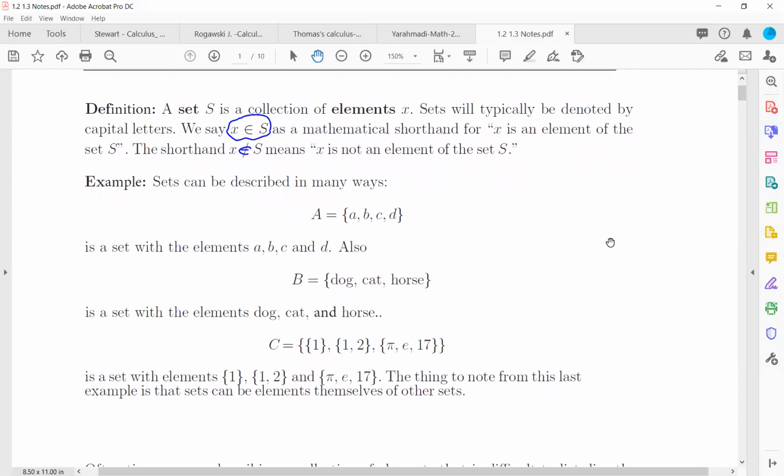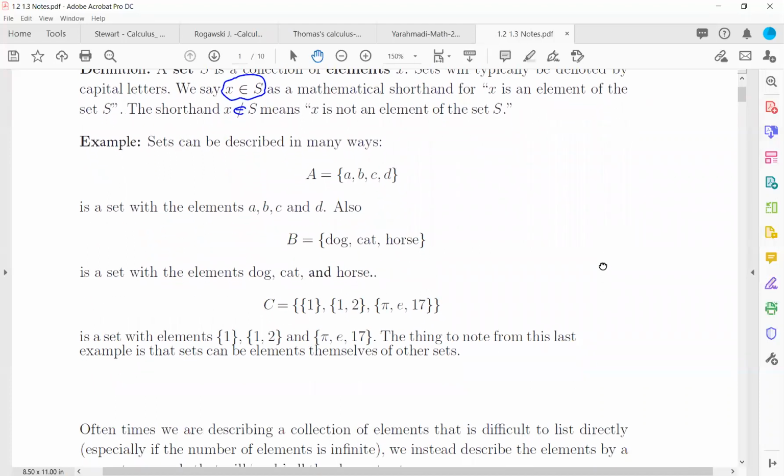The second set is set B with elements dog, cat, and a horse. The next set, set C, has 1, 2, and 3 members. The first element is a set itself, which includes 1 element. The second member is another set with 2 members. The last element is a set including 3 members. So set C has 3 members, which are sets themselves.